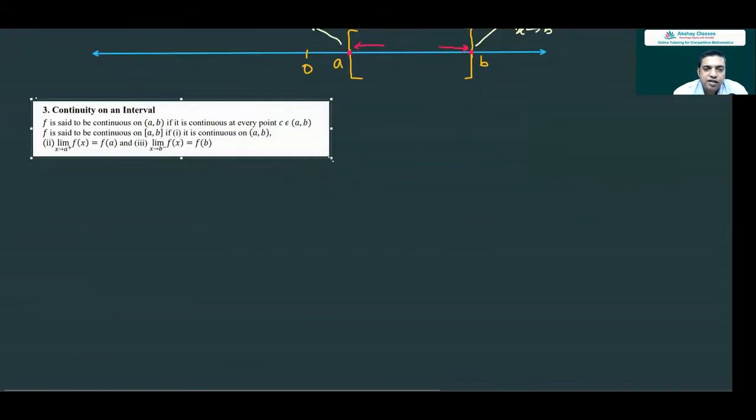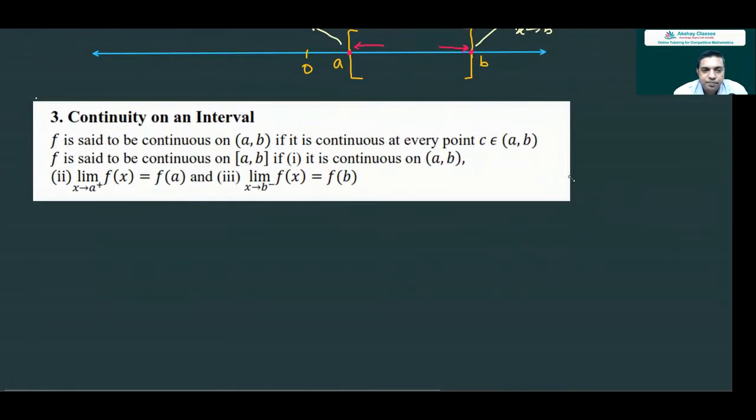So, continuity on the entire interval. A function is said to be continuous on an open interval (a, b) if it is continuous at every point c belonging to the open interval. That means any point within the open interval. If the function is continuous at every point in the interval, then the function is said to be a continuous function on that interval.